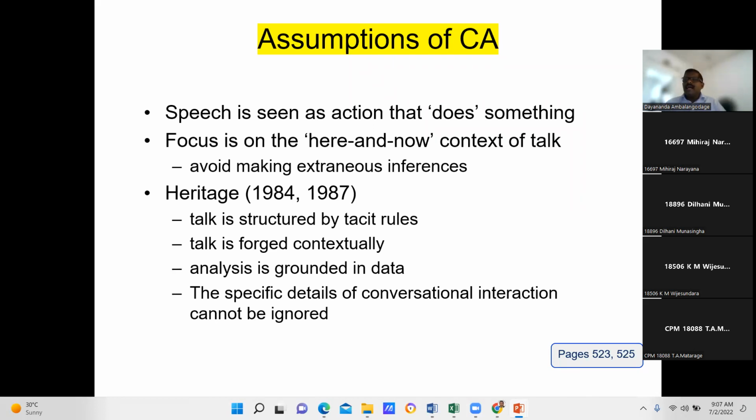Analysis is grounded in data. So the data we are analyzing, not anything else. The specific detail of conversation, interaction cannot be ignored. Conventional interaction cannot be ignored.